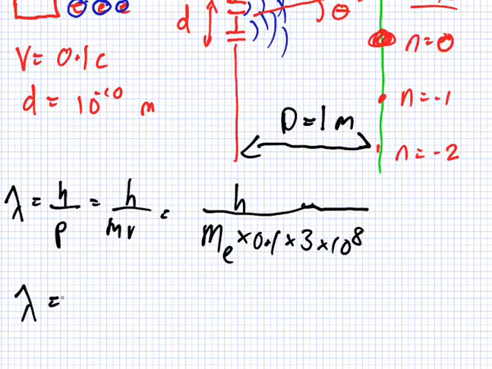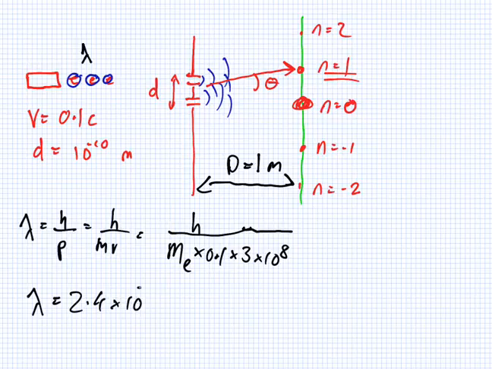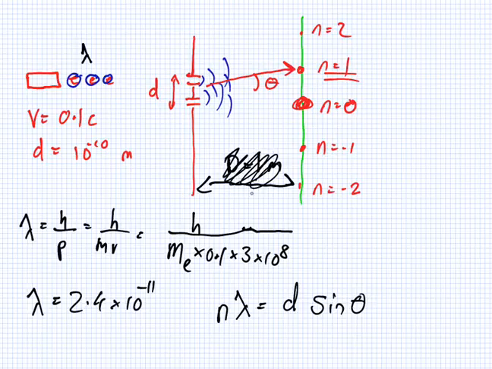Okay, so what is the wavelength here? 2.4 times 10 to the minus 11, so it's quite small. Now the formula to calculate the angle is n lambda equals d sine theta. And here, what's the n? In fact, I don't think you needed to know this. So I didn't need to give it to you.